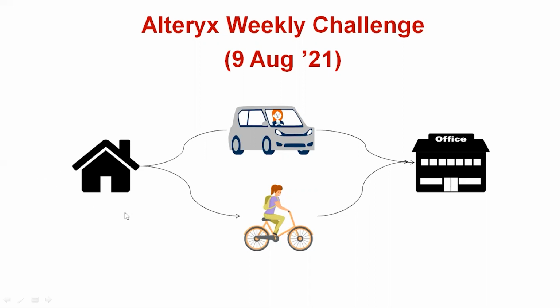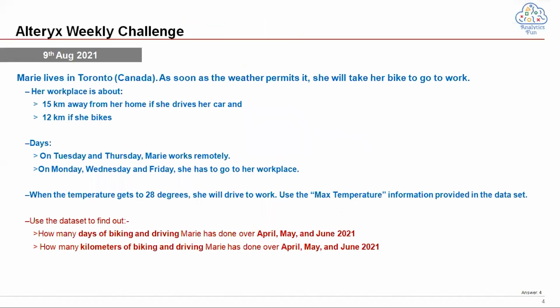Now we will read the problem statement of the Alteryx weekly challenge. Mary lives in Toronto, Canada, as we can see here. As soon as the weather permits it, she will take her bike to go to work. Her workplace is about 15 kilometers away from her home if she drives her car. So here is one important data point that we need to take care of: 15 kilometers if she drives the car, and the second line is 12 kilometers if she bikes. So these 2 are important data points.